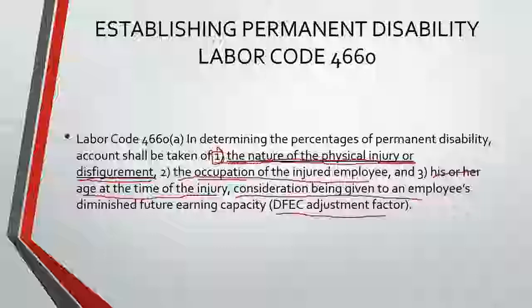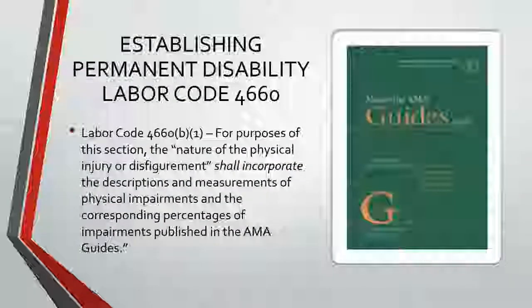So let's talk about how the nature of the physical injury or disfigurement is established through the use of the AMA Guides. Labor Code 4660(b) tells us that for purposes of this section, the nature of the physical injury or disfigurement shall incorporate. Here is a key word that became an instrumental and pivotal word in the Almaraz and Guzman proceedings. So this law tells us that we shall incorporate the descriptions and measurements of physical impairments and the corresponding percentages of impairment published in the AMA Guides.